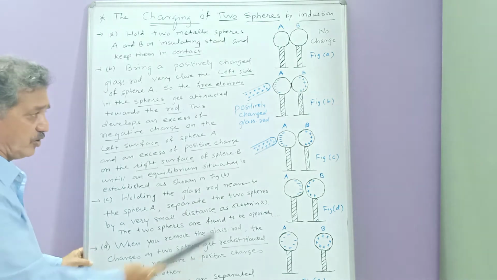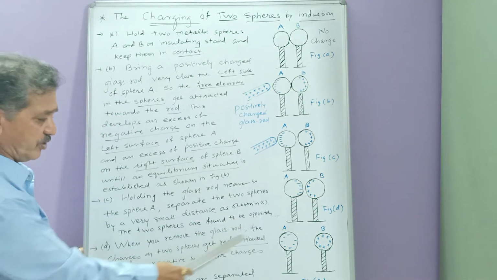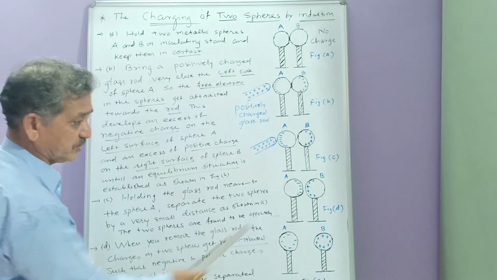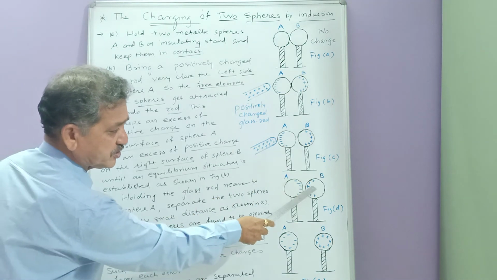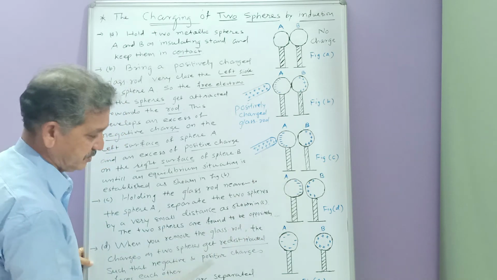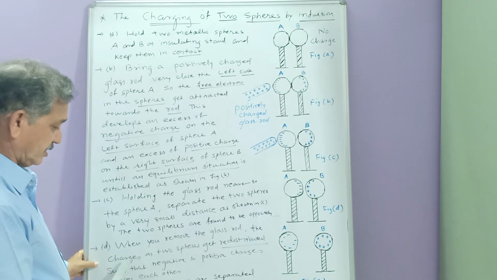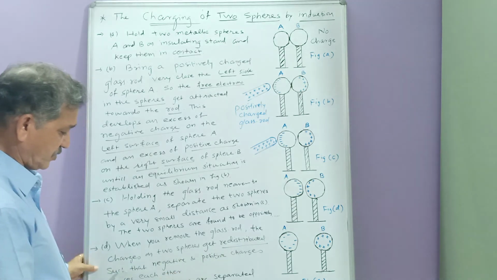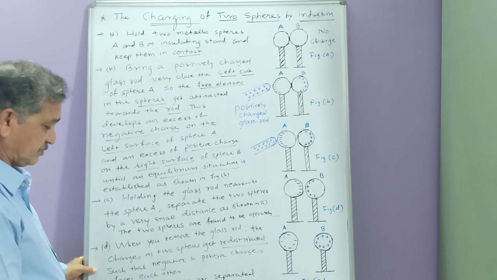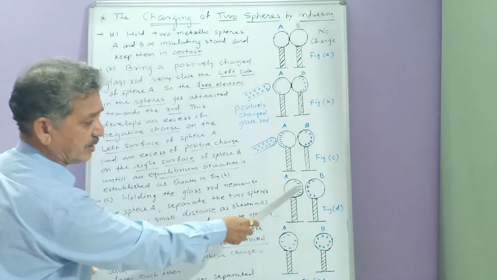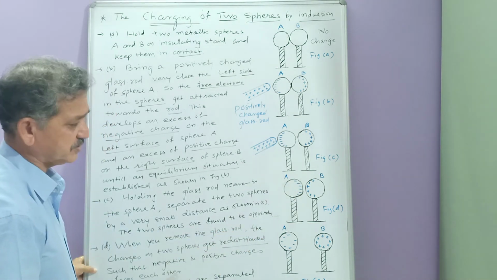Thereafter, when you remove the glass rod, as you can see in this diagram, the charges on the spheres get redistributed such that the opposite charges face each other. When the glass rod is removed, the charges on the two spheres get redistributed such that the negative and positive charges face each other, and they apply a force of attraction. Until here, there is a slight separation distance.